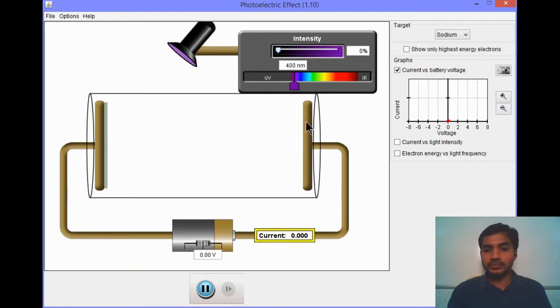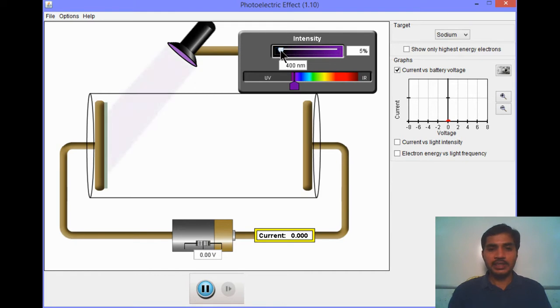Now, apart from that, there are two more quantities which you'll have to look at. This one here is the voltage of the battery. I can make it positive or negative either by moving the switch to the right or to the left. Presently it is at 0, and similarly here you can observe the photo current that is established in the circuit. Okay, now let's see what happens when I increase the intensity.